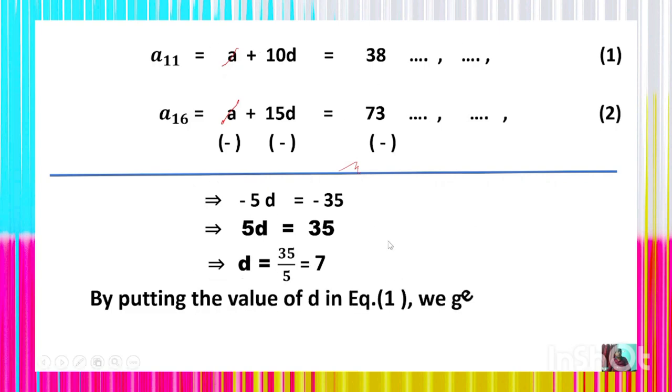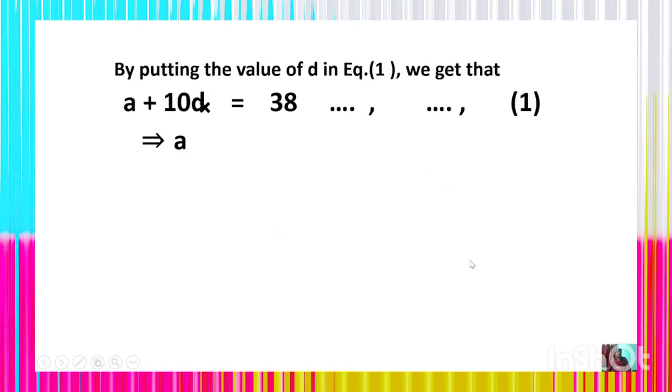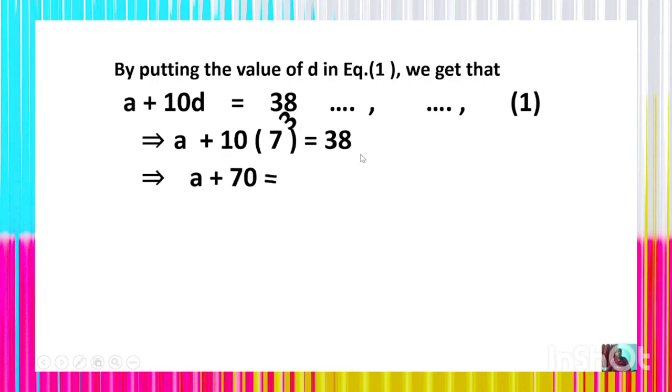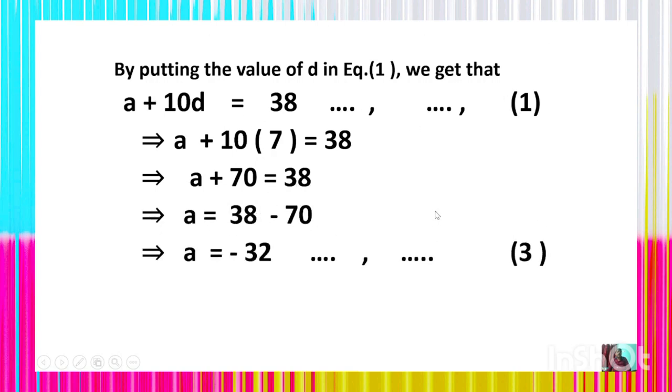Now, putting the value of D in equation 1, we get A plus 10D is equal to 38. After putting the value, we get A plus 10 into 7, which is 38. A plus 70 is equal to 38. A is equal to 38 minus 70, which is A is equal to minus 32. Thus, the first term of the AP is A is equal to minus 32.